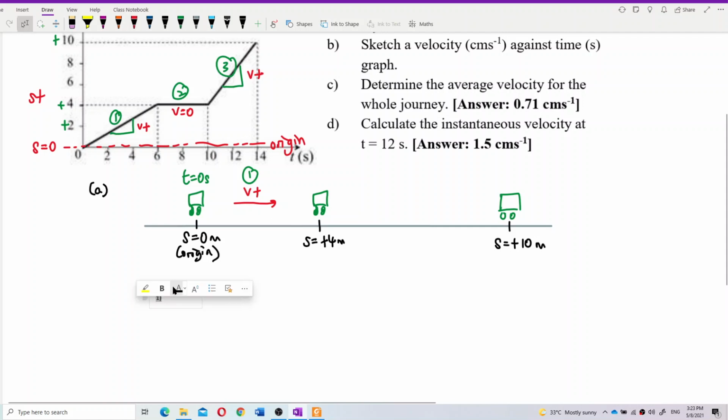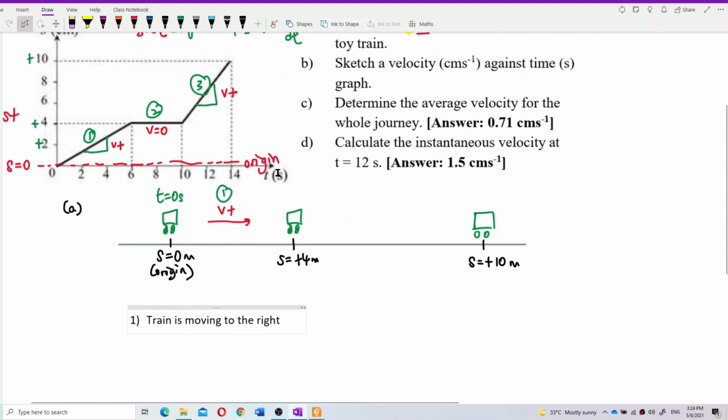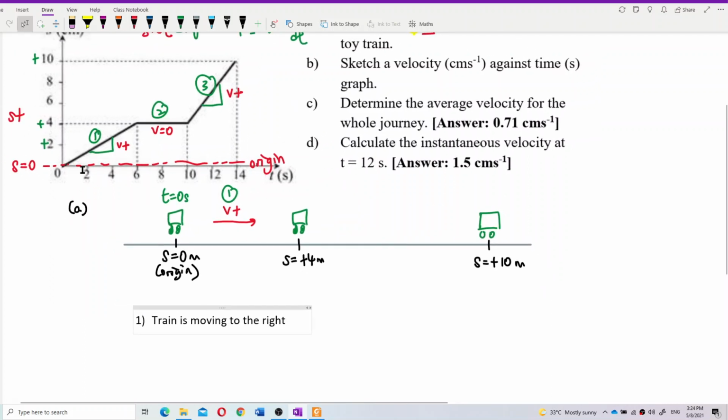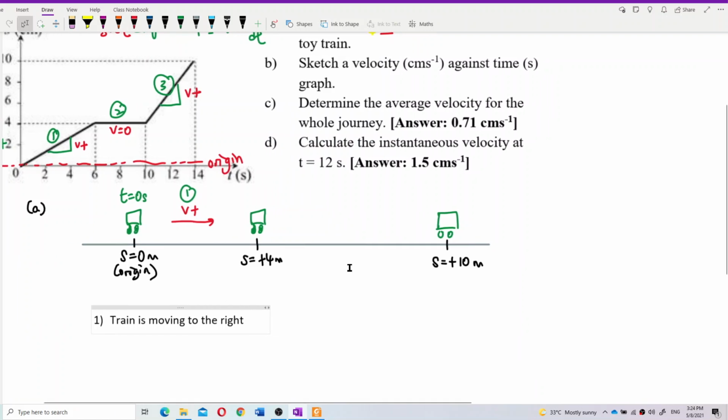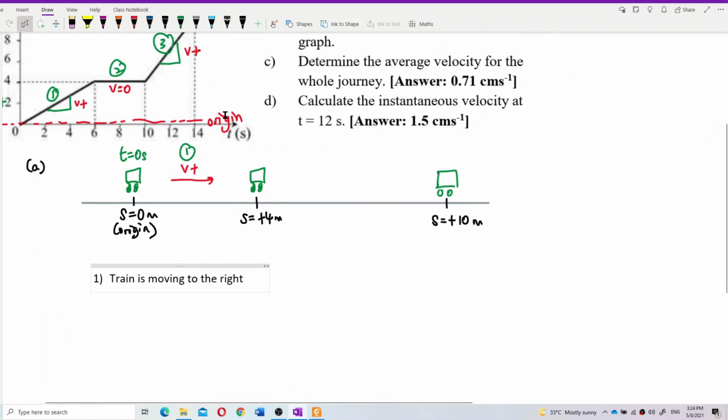Maybe I should make it bigger. For the first stage, the train is moving to the right. I need to find out the velocity also. Okay, let's find out the velocity. I cannot just say moving to the right.